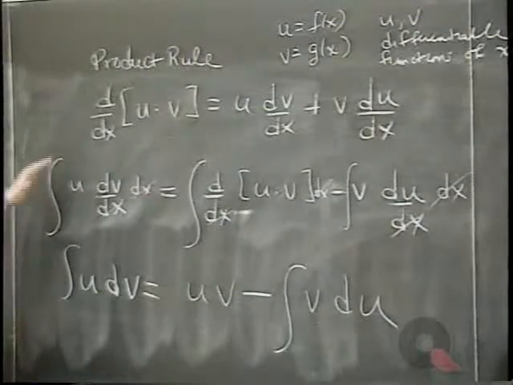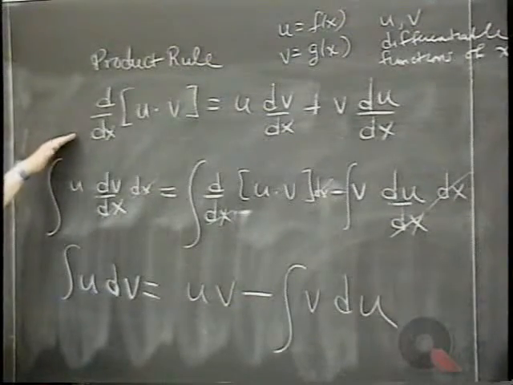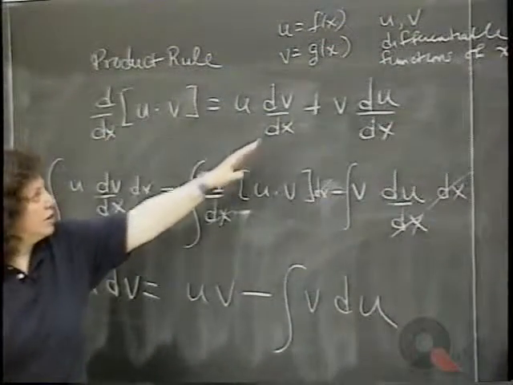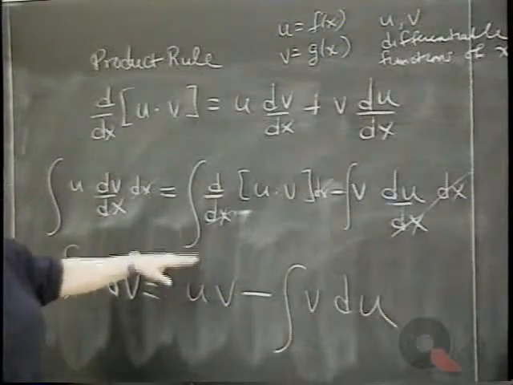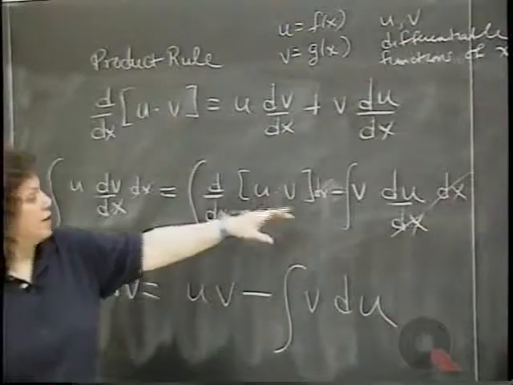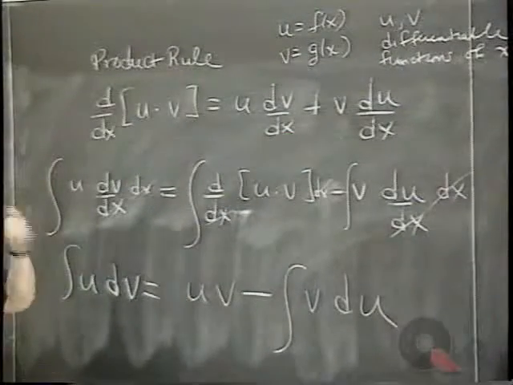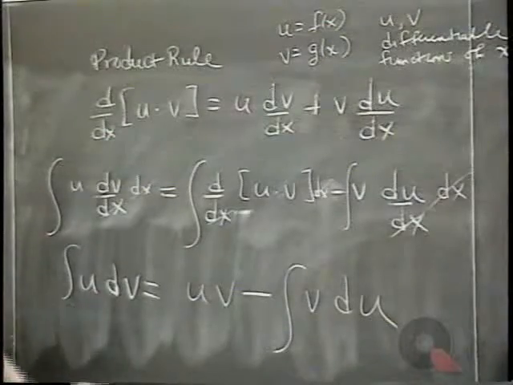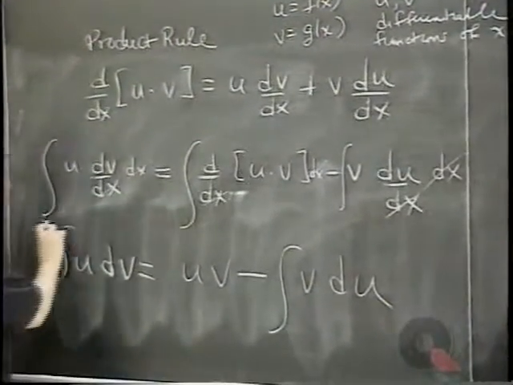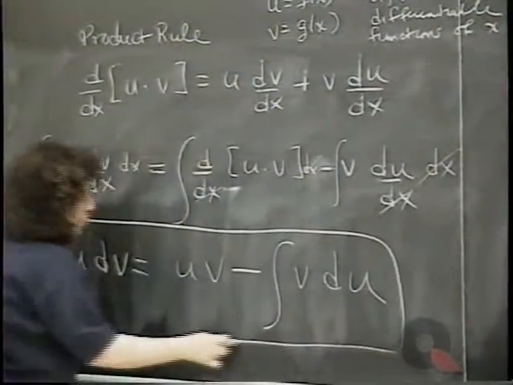Okay, so we started with the product rule. We brought this over to that side. We had u dv dx equal to the derivative of uv minus v du dx, and then we integrated both sides, and we wound up with this formula. This is the common formula for integration by parts.